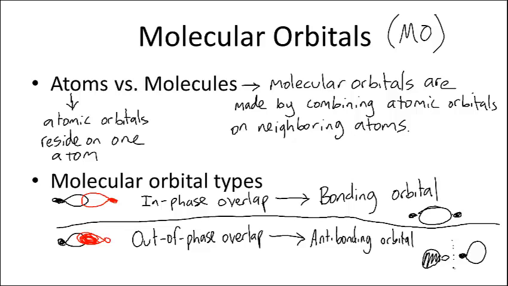So if you put electrons in a bonding orbital, it tends to pull the two nuclei together. If you put electrons in an antibonding orbital, it tends to pull the two nuclei apart. Hence the name antibonding. So we end up with these two different kinds of orbitals that we can make by combining atomic orbitals. And again, you don't need to know how to draw these pictures.